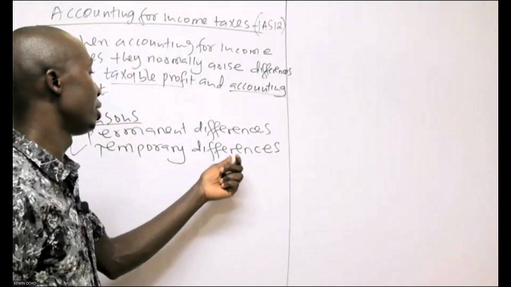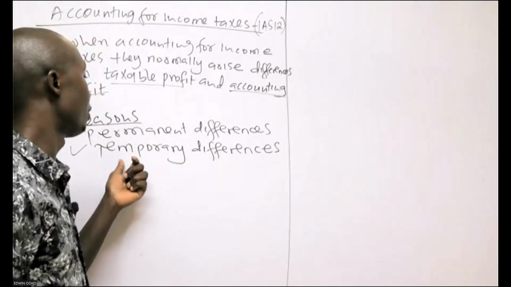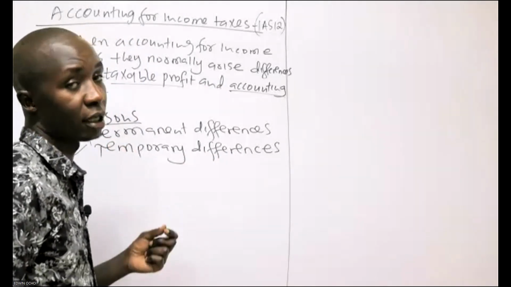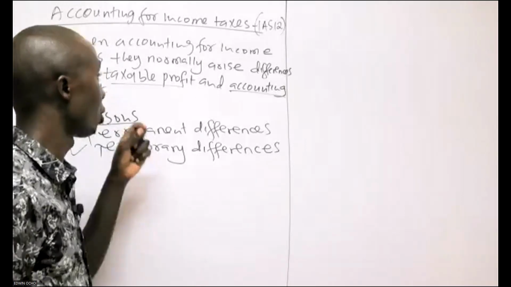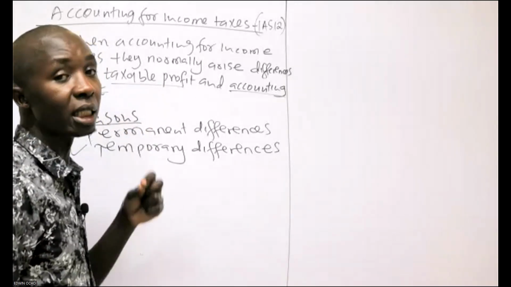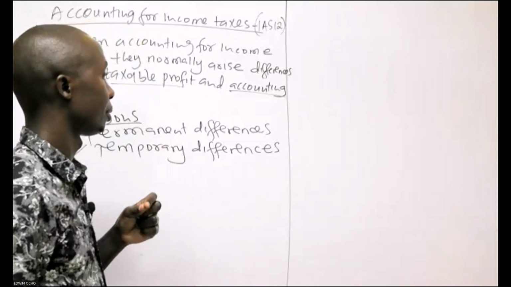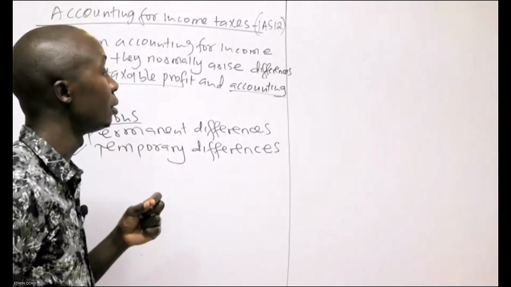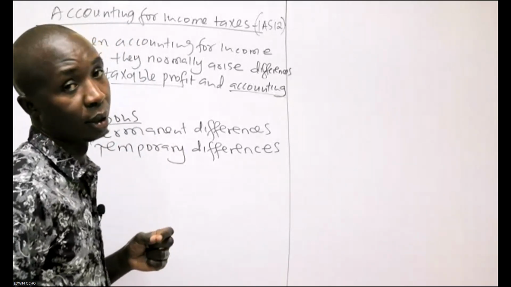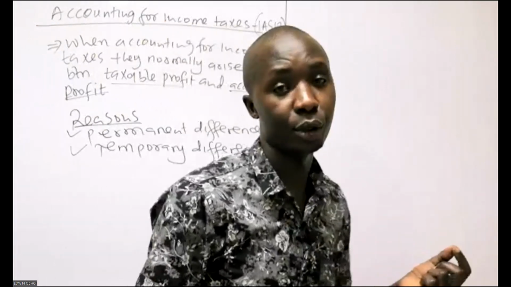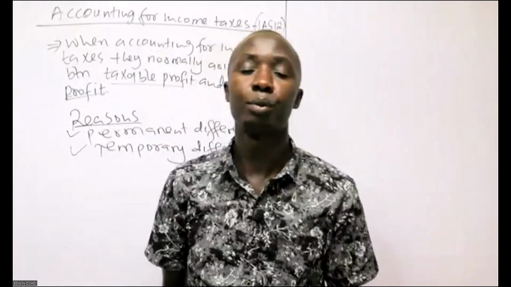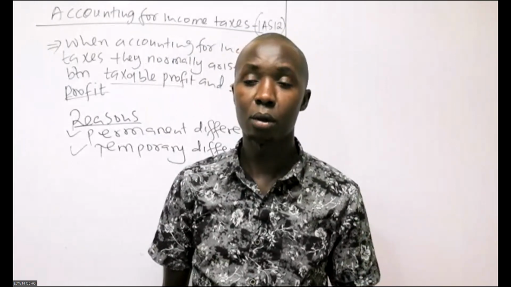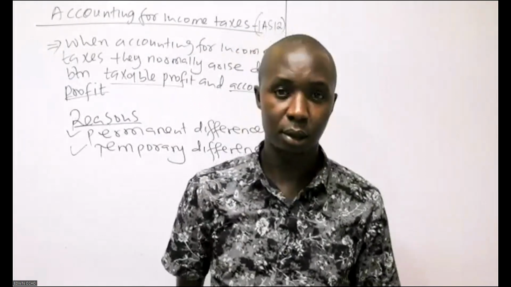Then when we go to temporary differences, you will find that an item has been considered in both profit computations. If it's an expense, it's considered in both the taxable and accounting profit computations, but in different time periods. The same with an income, considered in both profit computations, but in different time periods. By time periods, we mean the accounting periods. We have two types of accounting basis: the accrual basis and the cash basis.